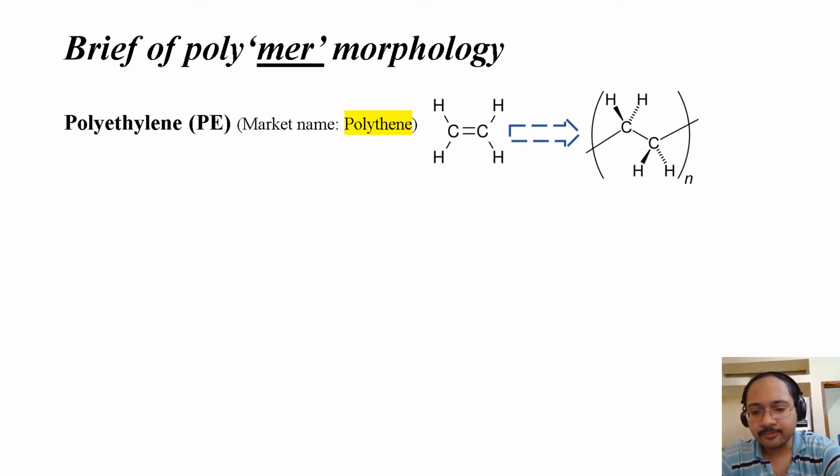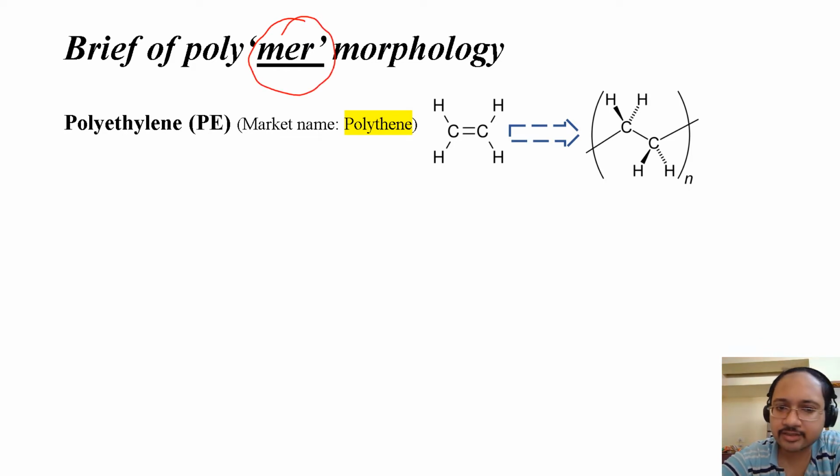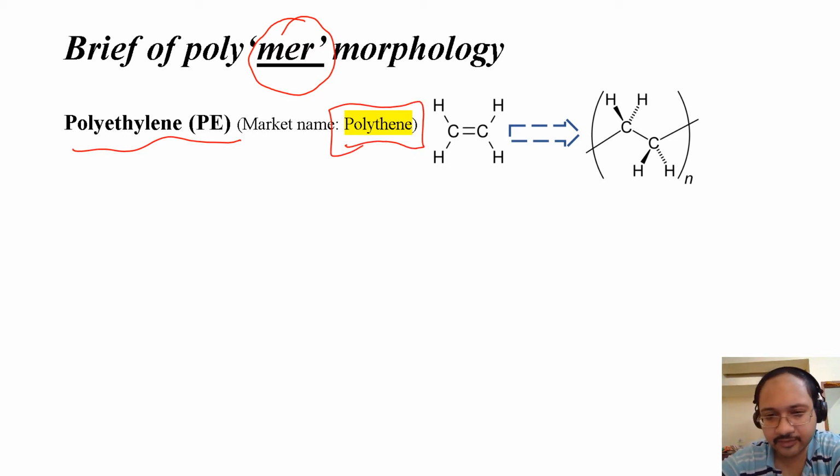Now coming to the polymer morphology. What are we interested in here? We are interested to know the word mer, that means the monomer, the single chain, the single unit. So here we will discuss polyethylene. Polyethylene, the market name is polythene, which is very common. We say polythene bag when we go to the market for groceries.